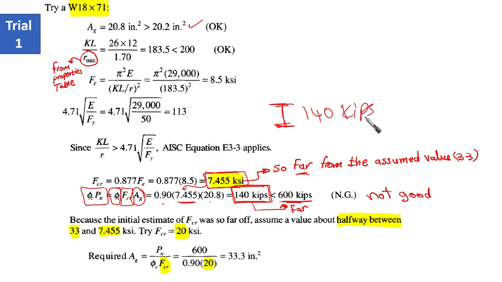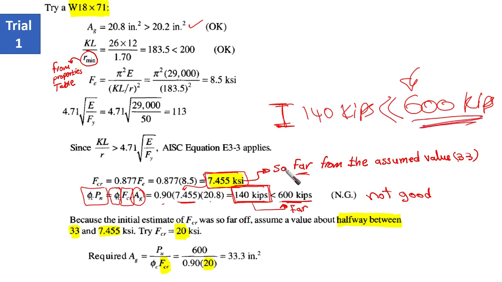However, the applied one, or the ultimate one that we have calculated, is 600 kips, right? It is so much less than our ultimate load. This means that our first trial is not going to work for us. Okay, we need to go to another trial.